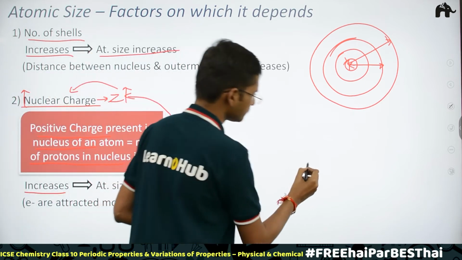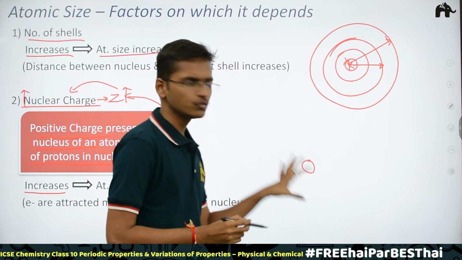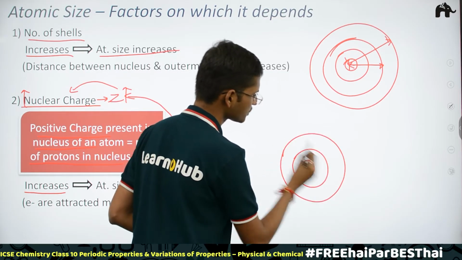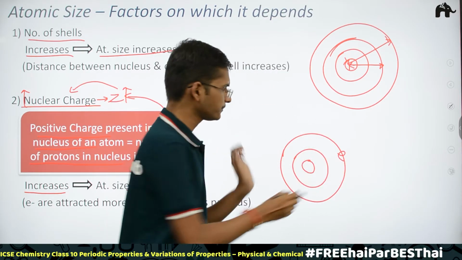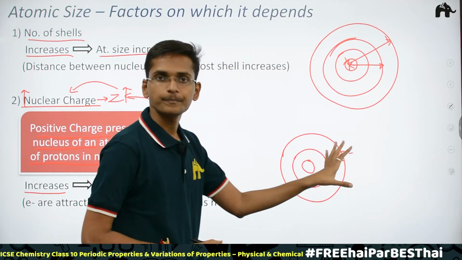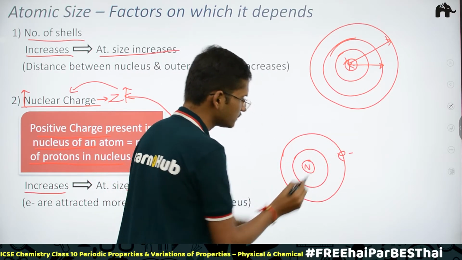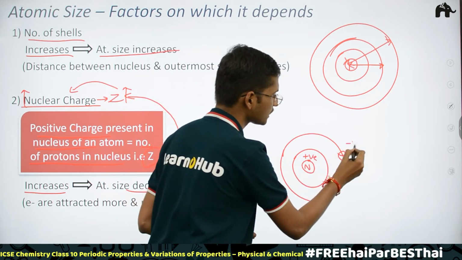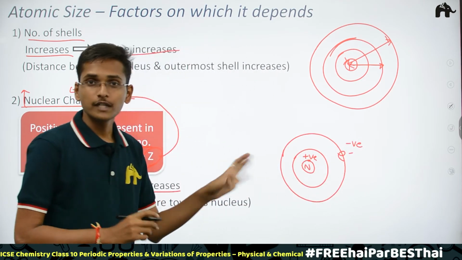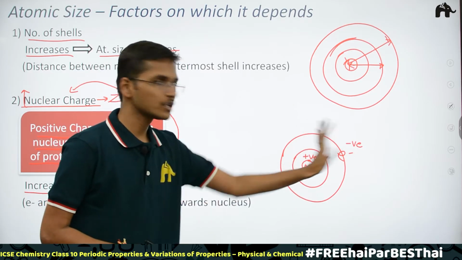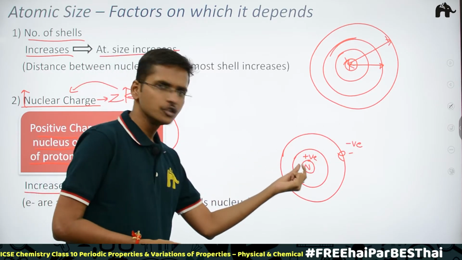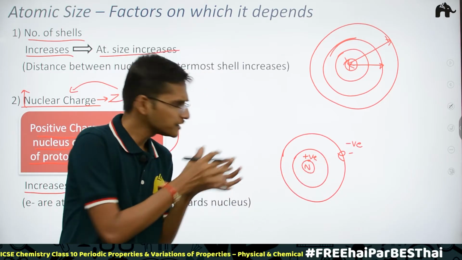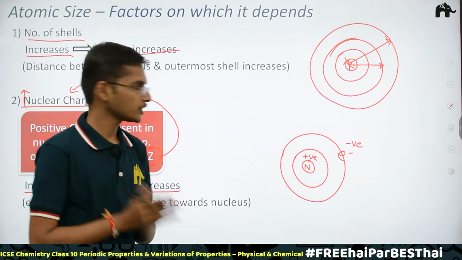So if this is a very cute tiny nucleus of our atom, this is the first shell, this is the second shell, and this is our outermost shell. And this is the outermost electron. Now this nucleus is positively charged. We know electrons are negatively charged, so there would be a force of attraction between the nucleus and the electron, right? And this nucleus is attracting the electron towards itself. Yes, constantly it is pulling electrons towards itself, right?